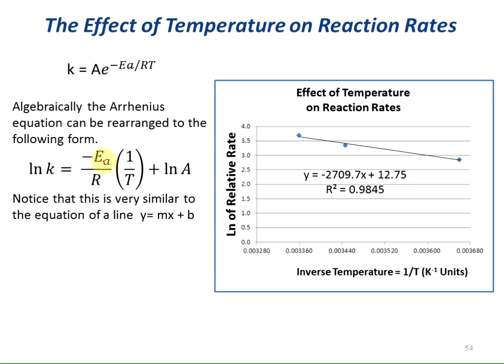So if we take our slope, multiply it by R, and by -1, we can get the energy of activation. We can also get the frequency factor from the y-intercept.